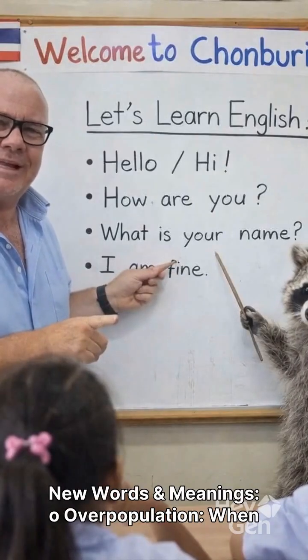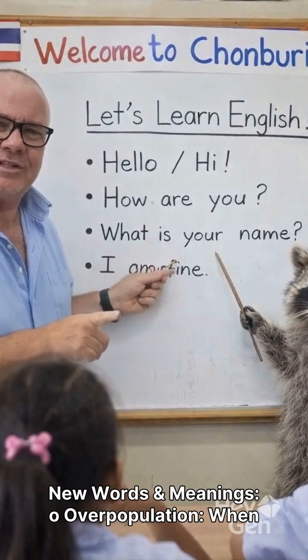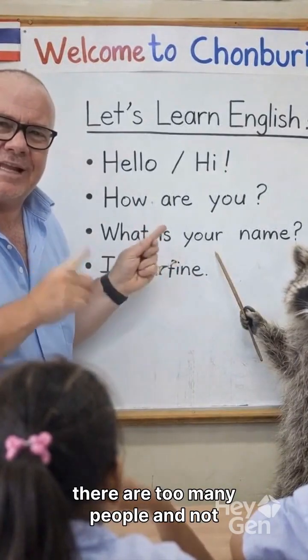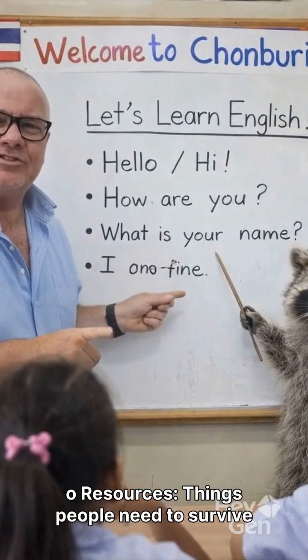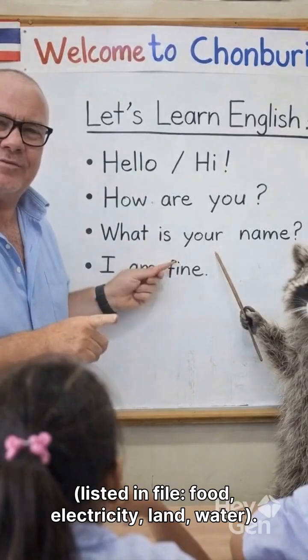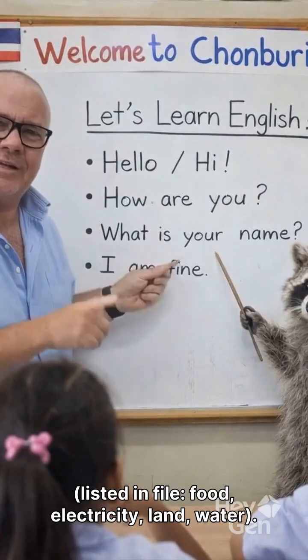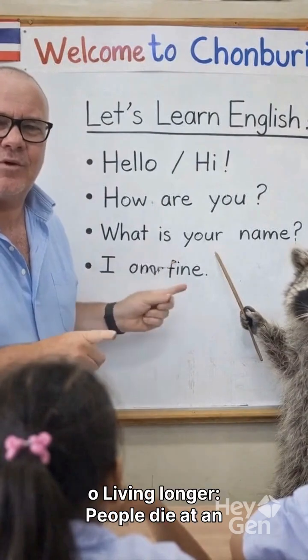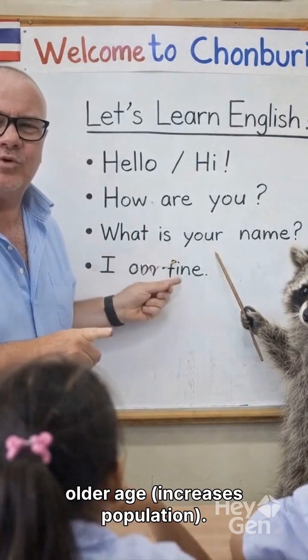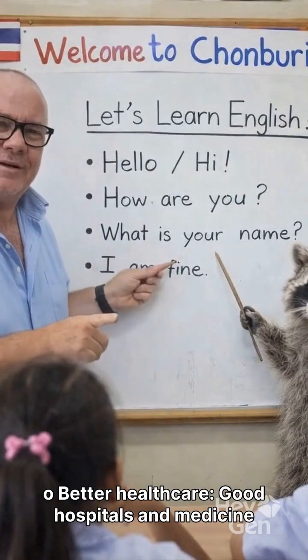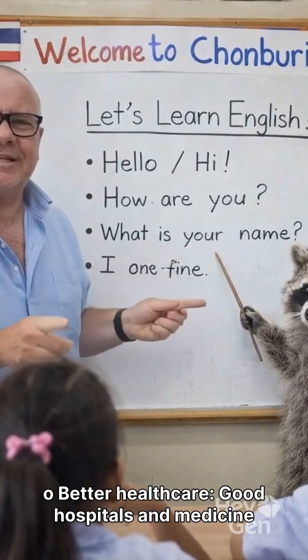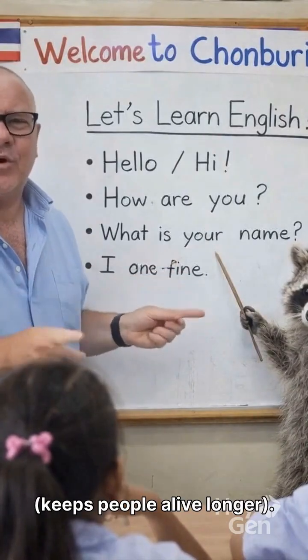New words and meanings. Overpopulation: when there are too many people and not enough resources. Resources: things people need to survive, listed in the file, food, electricity, land, water. Living longer: people die at an older age, which increases population. Better healthcare: good hospitals and medicine keep people alive longer.